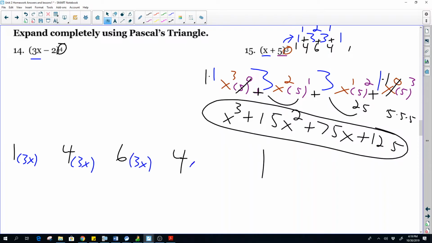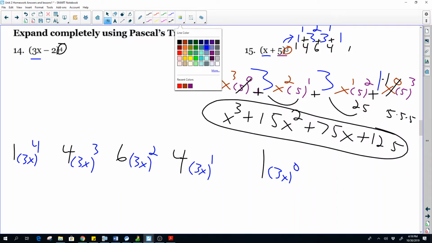Don't forget how to do Pascal's. 3x everywhere. Remember, our powers go descending first. So 4, 3, 2, 1, 0. Ooh, forgot 3x here. And then that's it. And then we'll take our maroon color, Gavin's favorite. Pink.